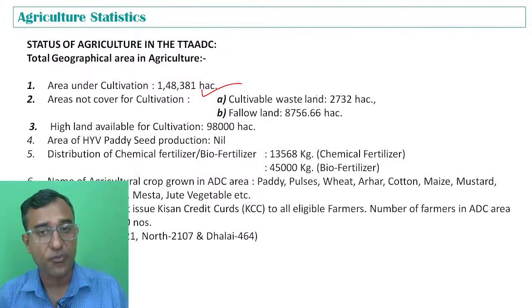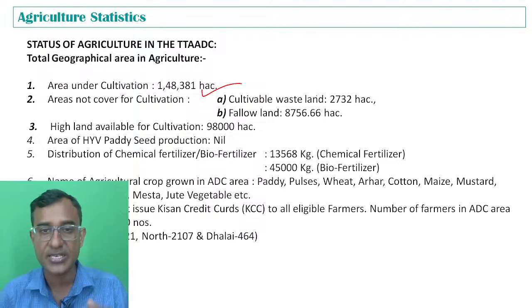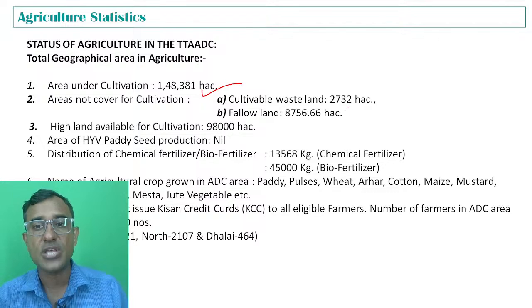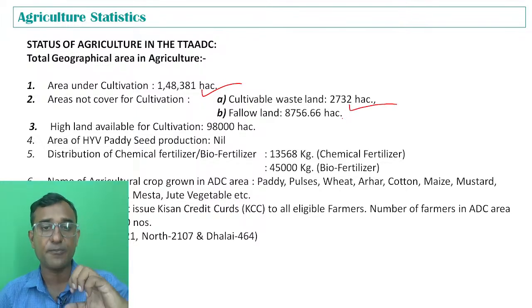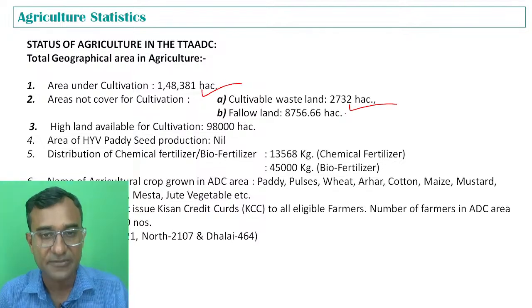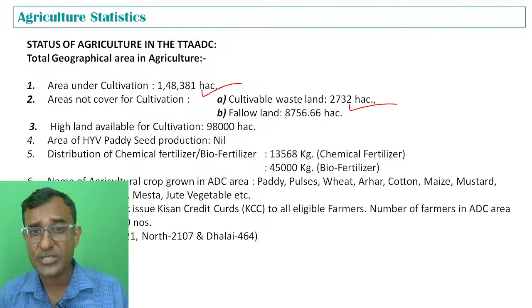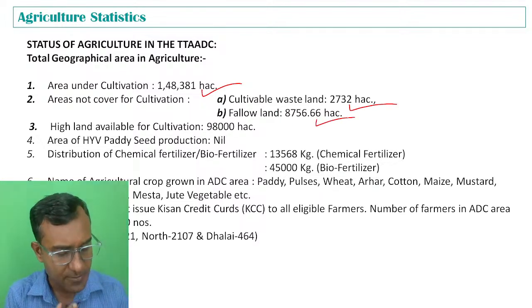for the last 5 years you have not cultivated on that land, then you call it wasteland. So that is 2,732 hectare. Fallow land means it is cultivable, but for more than 5 years you are not cultivating there, that is fallow land. So that would be 8,756.66 hectares. So you should remember this thing.